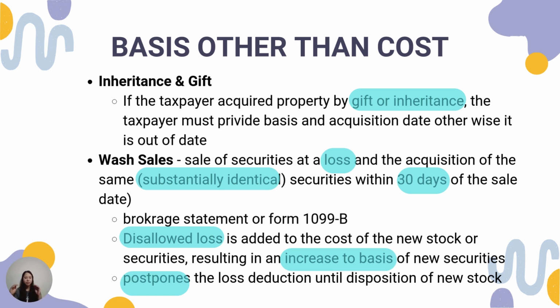So instead of just taking the loss and reporting it, you're going to take this loss that you earned on the first sale and add it to what you paid on the second buy, when you had it within 30 days. And this postpones that loss until you sell the newly acquired securities that you acquired again within the 30 days.